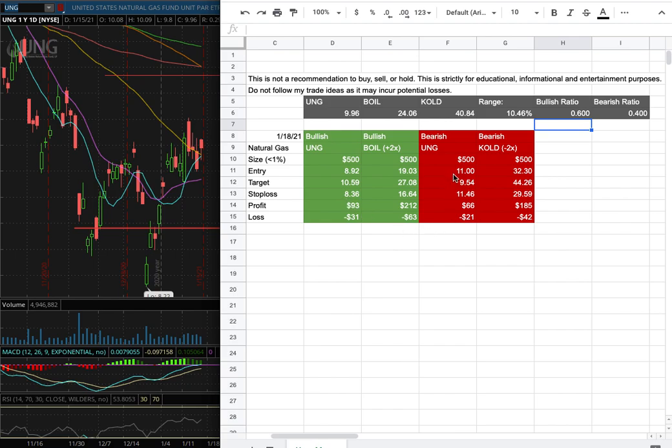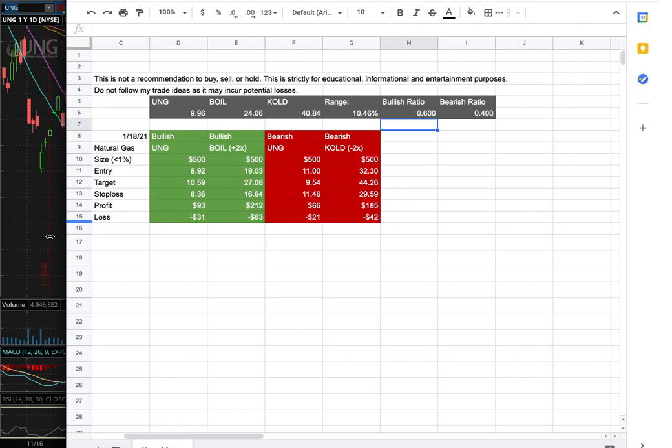On the other hand, if I were to open a short position, my entry is at $11, and that is this range here. My sell target for it is at $9.54, and my stop loss is at $11.46. So whichever entry price were to hit first, that'll be my position of the week.